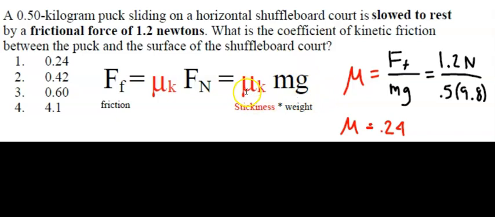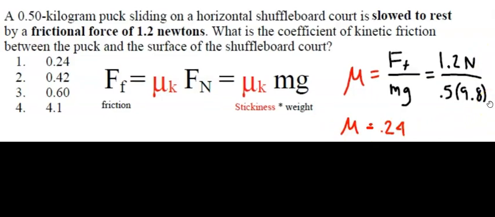Solving for mu k by itself equals the force divided by the weight. So the friction force, 1.2 newtons, divided by 0.5 kilograms times gravity. Sometimes they give you the mass of the puck. Sometimes they give you the weight of the puck. And this time they gave you the mass, so you had to multiply it by 9.8. And eventually you do the math and get mu equals 0.24. There are no units because newtons cancels with newtons below.